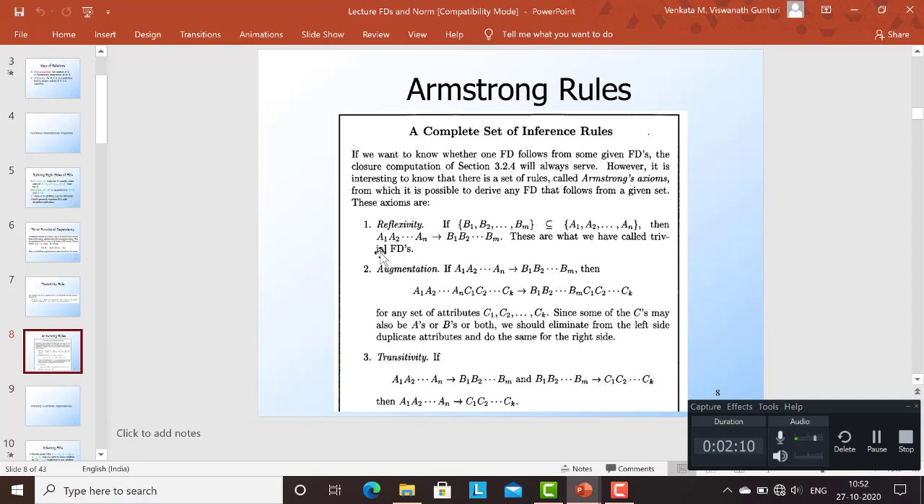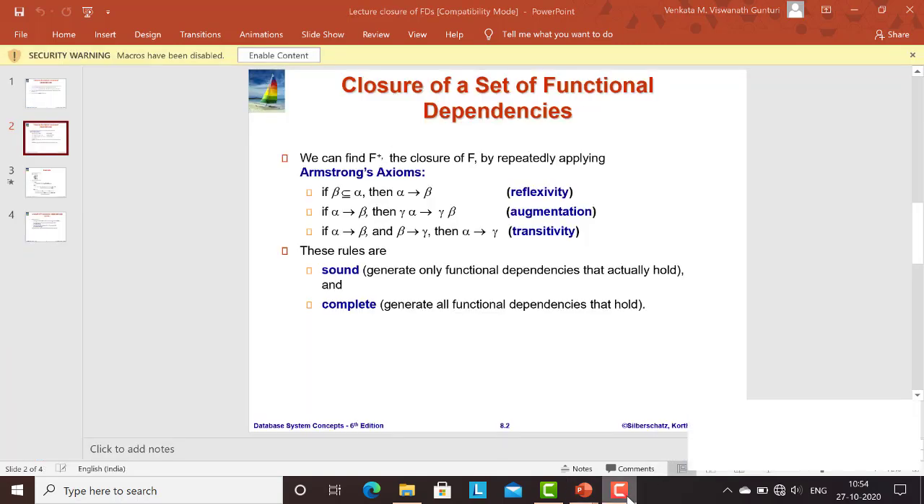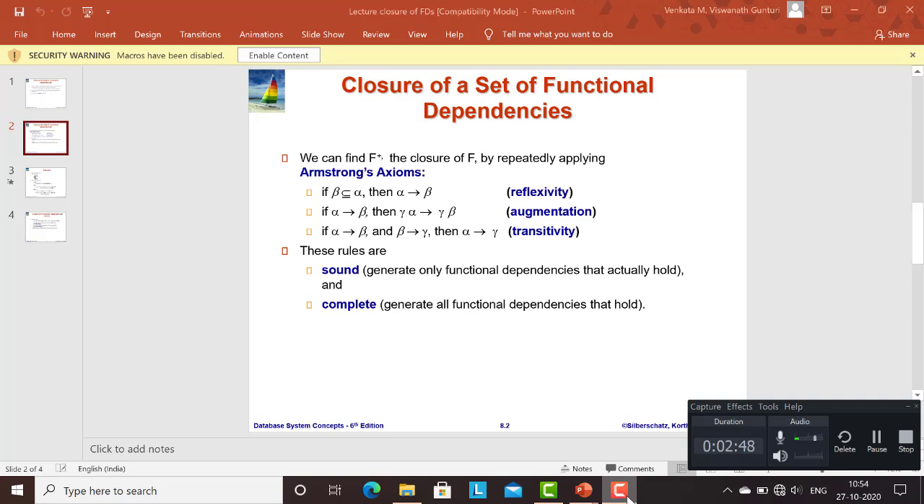Armstrong rules say that if we want to know whether any particular FD holds or not, we can always use reflexivity, augmentation, and transitivity in a creative way to check if a given FD can be inferred from the other FDs or not. Right. So this is one way of doing it using Armstrong rules. We'll cover several ways, but let me just give you an example here. Let me change my slides for just a little bit. Okay, so now I'm changing my slides.